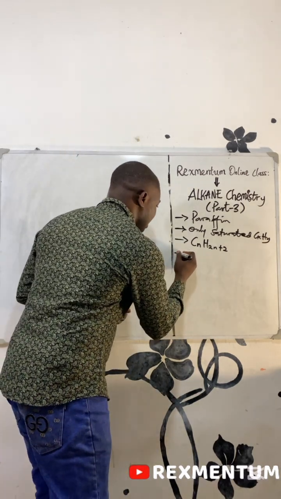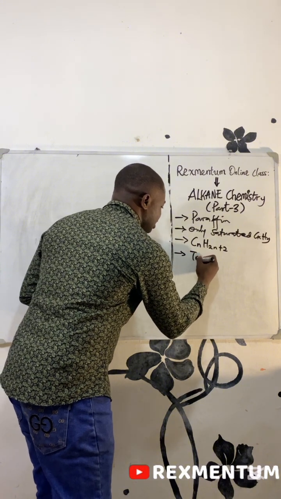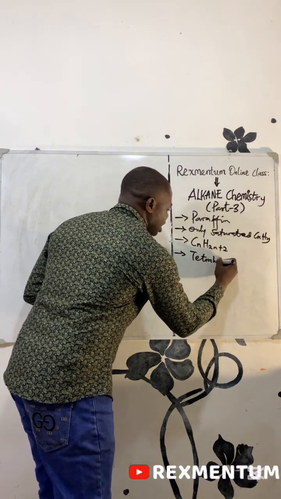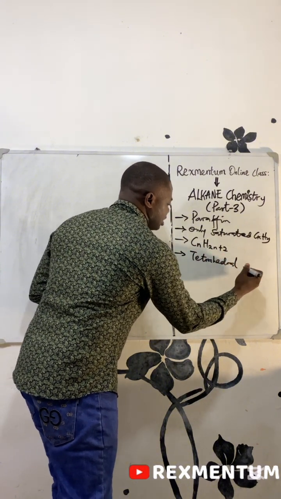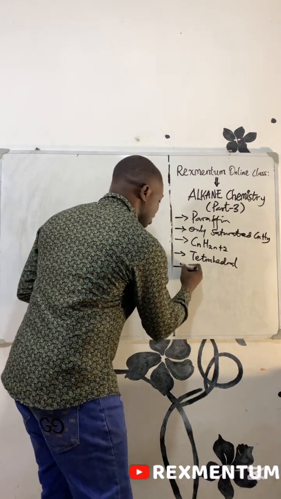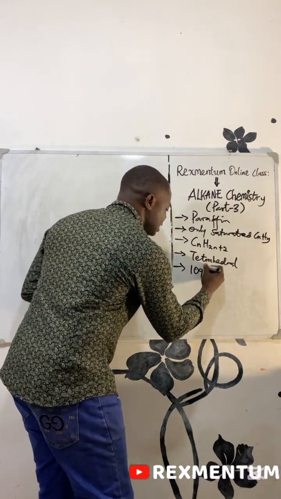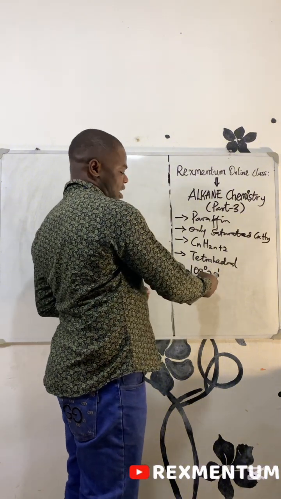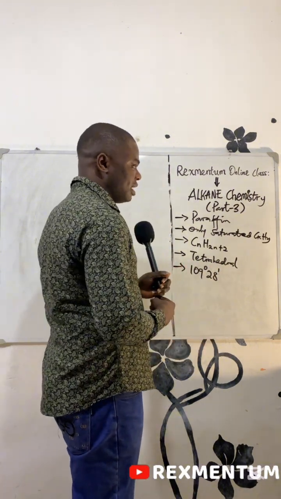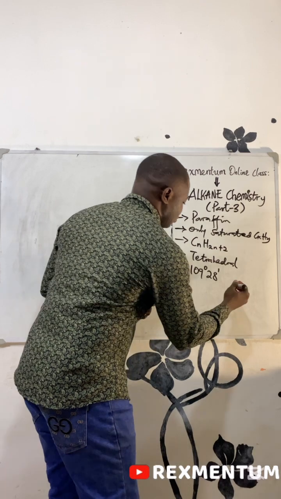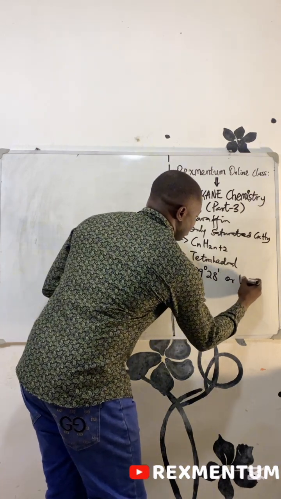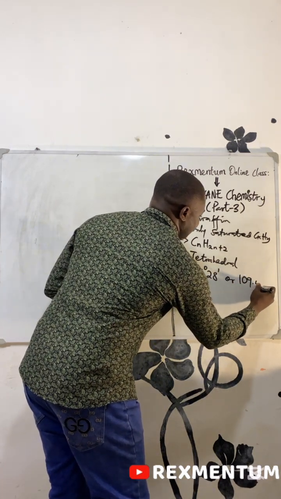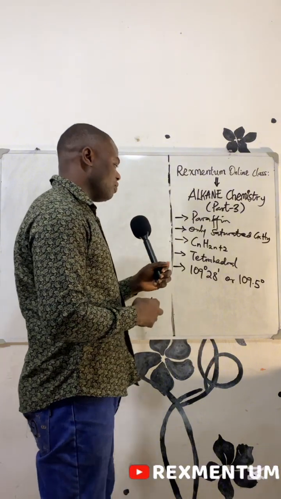Don't forget, alkane is tetrahedral in shape. And it has a bond angle of 109 degrees 28 minutes, which, when you convert minutes to degrees by dividing by 60, is the same thing as 109.5 degrees. That is the bond angle of an alkane.